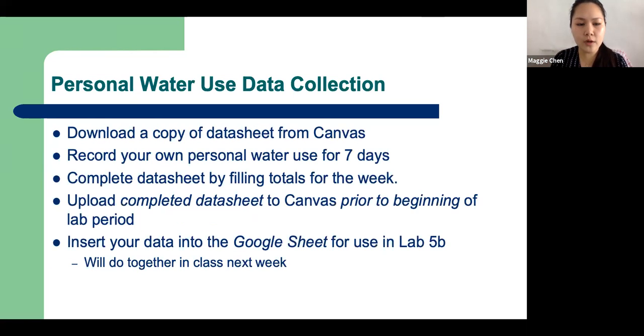The water use chart, you can also download from Canvas. It's also under Lab 4, that link for Lab 4. Again, you're going to be recording your own personal water use for 7 days, and you're going to be filling in the totals for the week and then uploading it to Canvas before we meet for lab next week. Afterwards, we're going to be going over how to fill in the Google Sheet with this data and then transferring it to an Excel sheet and doing calculations or making graphs from there.